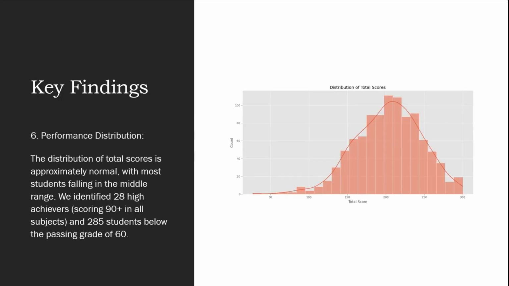Performance distribution. Looking at the overall performance distribution, we found that the distribution of total scores is approximately normal, with most students falling in the middle range. We identified 28 high achievers, scoring 90 or above in all subjects, and 285 students below the passing grade of 60.